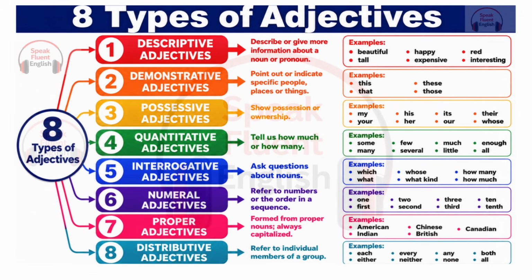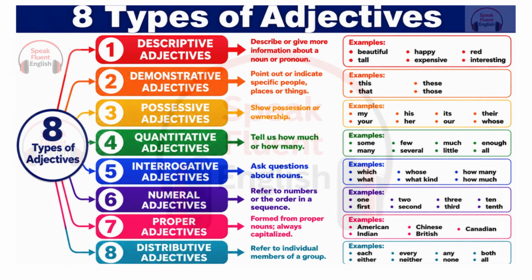Descriptive adjectives are words that describe or give more information about a noun. They help us understand how something looks, feels, or appears. Examples of descriptive adjectives: beautiful, happy, red, tall, expensive, interesting. Now, let's practice some simple sentences together.